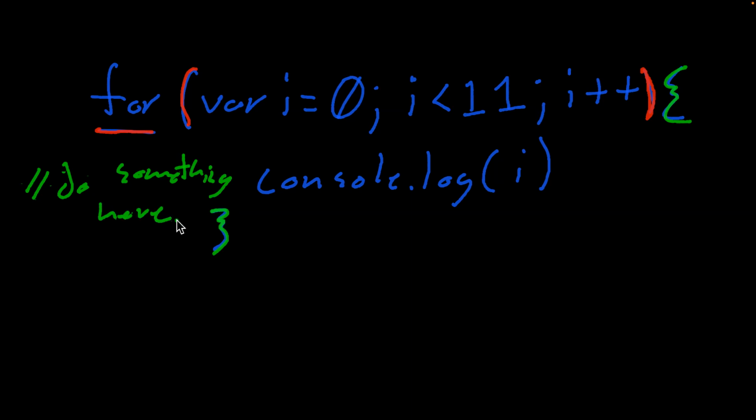Okay, so anything in the green curly brackets, that's where you would do the thing that you're asking it to do. So in this case, we're just console logging i. All right, so the first thing we do when we are reading a for loop is look at the variable here. So this is step 1. First, we have var i equals 0. When we read some JavaScript, we're trying to understand the function of whatever JavaScript we're trying to read.